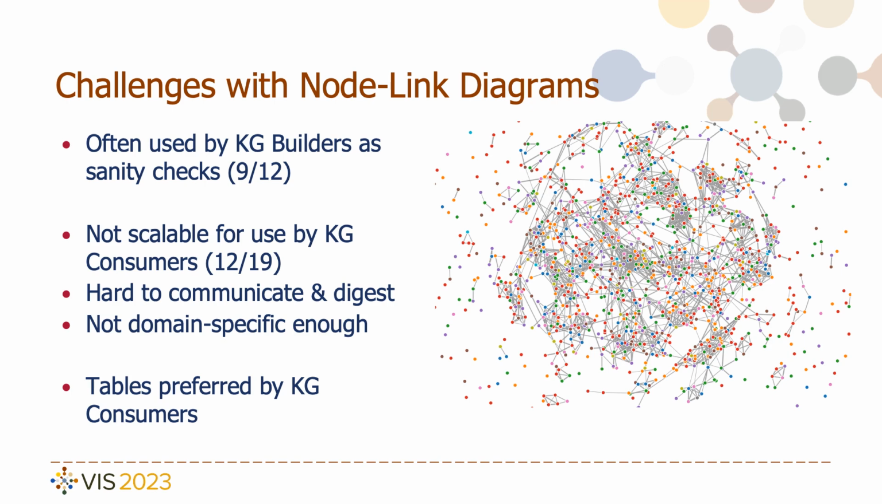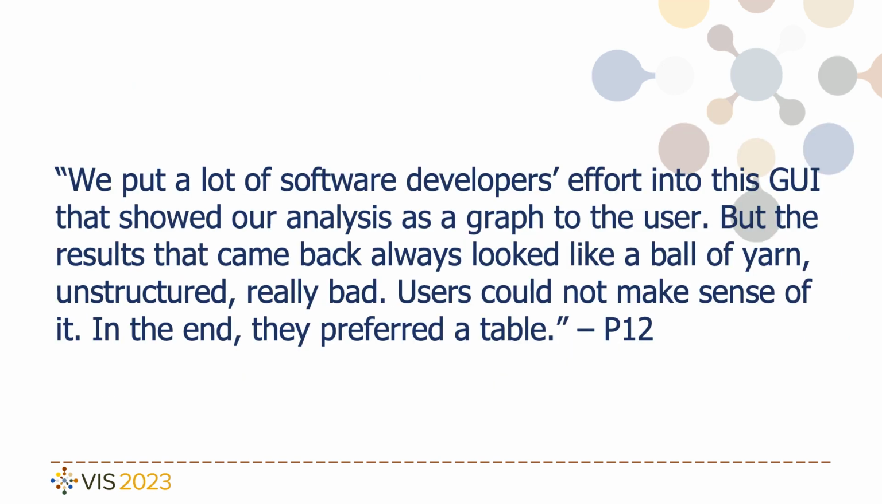However, 12 of our participants reported scalability problems for end users. For example, in the image to the right, if there are too many nodes and edges on screen, it can be difficult for end users to digest any meaningful information. Also, some generic node link diagrams may not be domain-specific enough, which we will talk about later. Many participants found that KG consumers end up preferring simple tables rather than trying to understand what's going on in the ball of yarn. This is from P12.